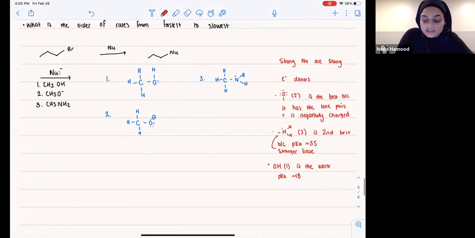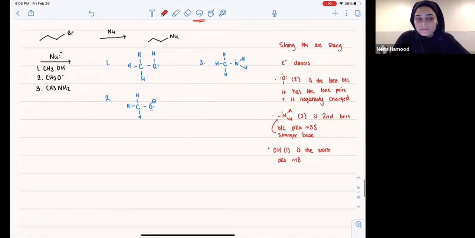So then we have fastest to slowest. That's another thing that Dr. Gowdy does sometimes. I think I had this question one time and I flipped it, so I ended up putting 132. Base strength increases from right to left on the periodic table. Okay, yeah, so that is a question.